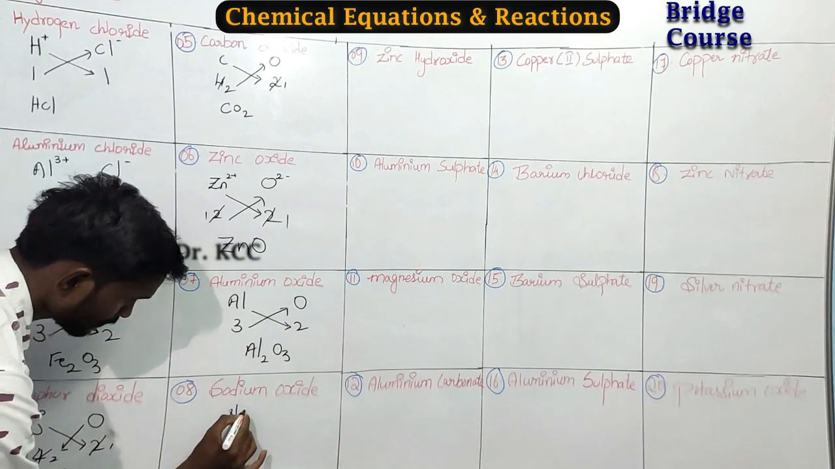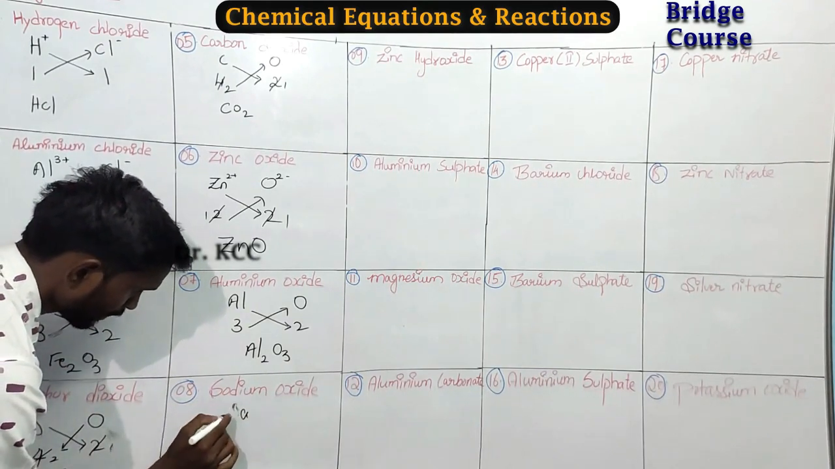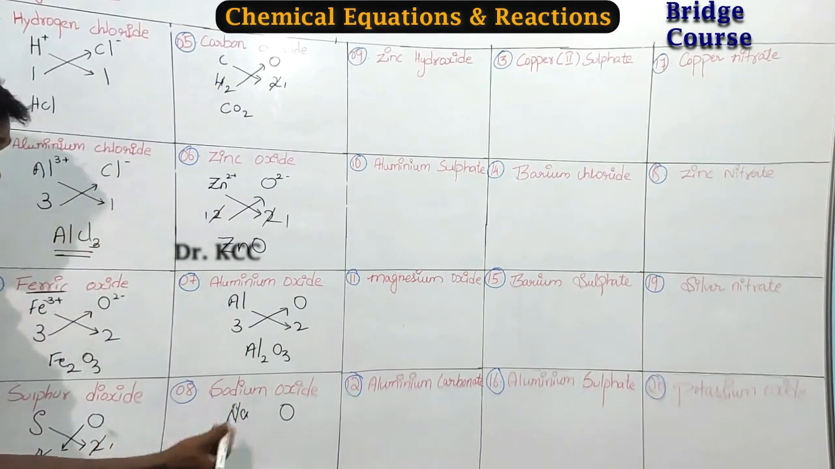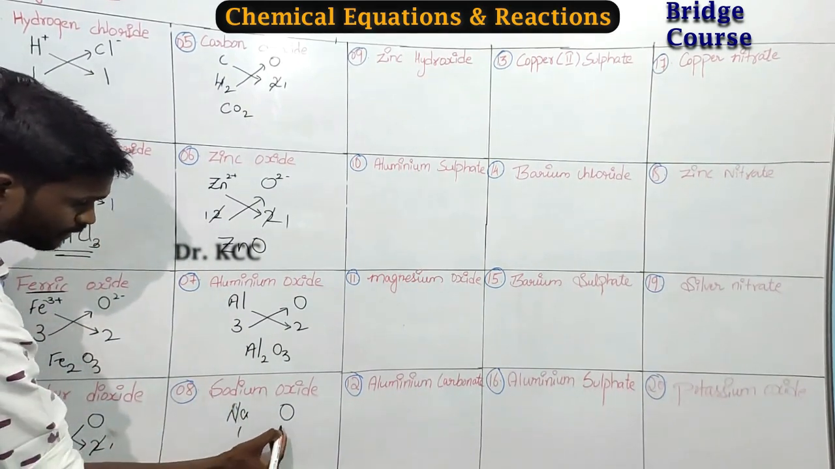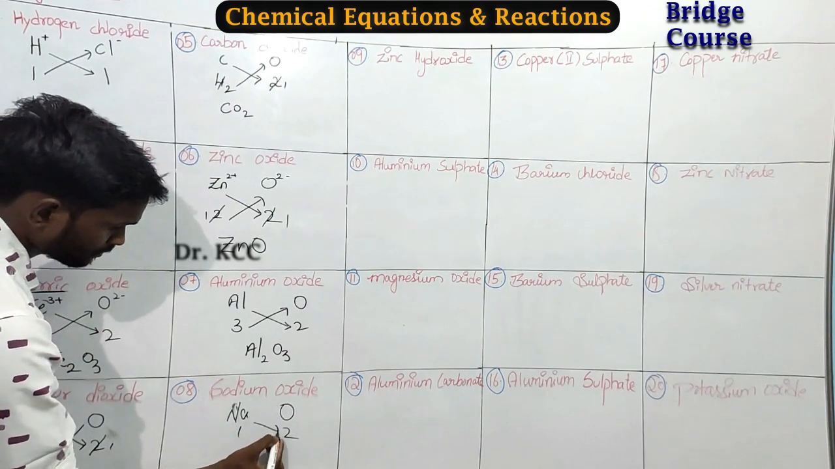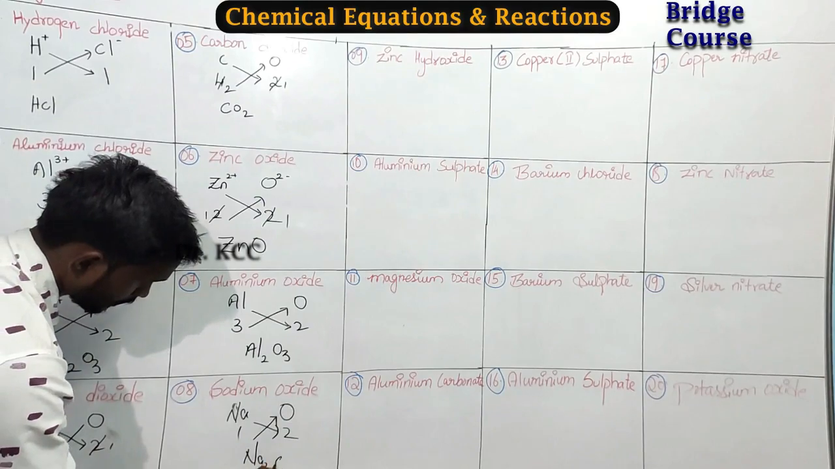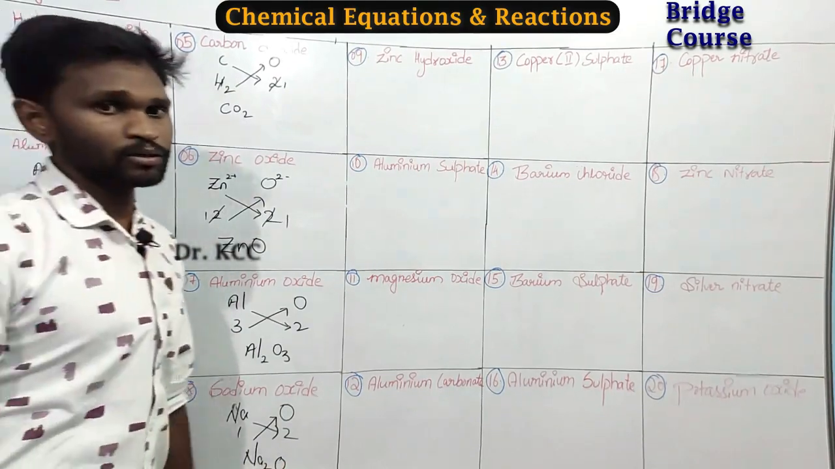Similarly, sodium oxide. Write the symbols. Sodium is Na. Oxygen is O. What is the valency of sodium? 1. Oxygen is 2. Now cross multiply. Yes, correct. That is Na2O, sodium oxide.